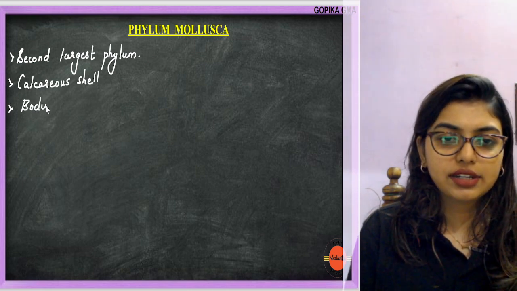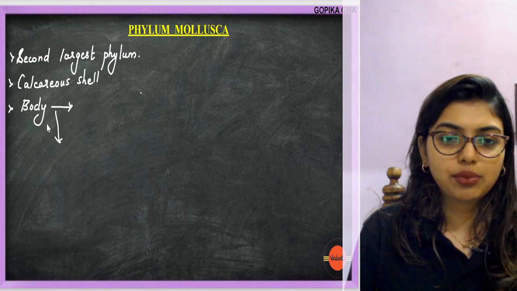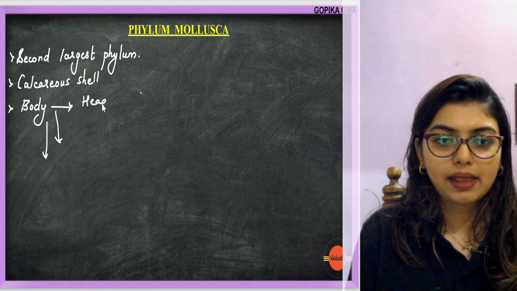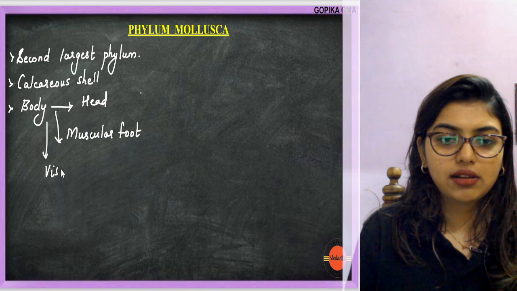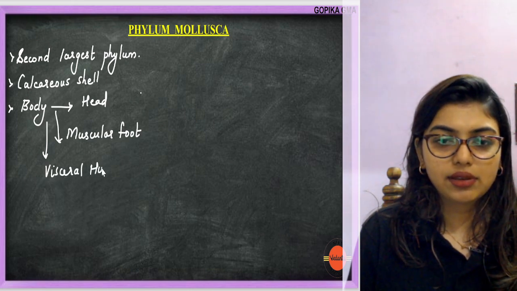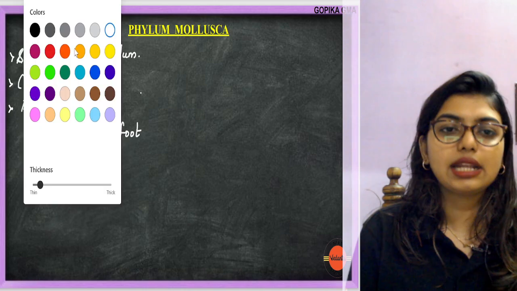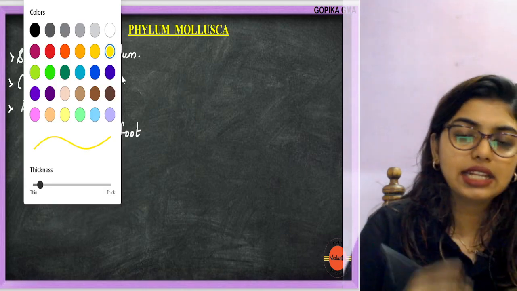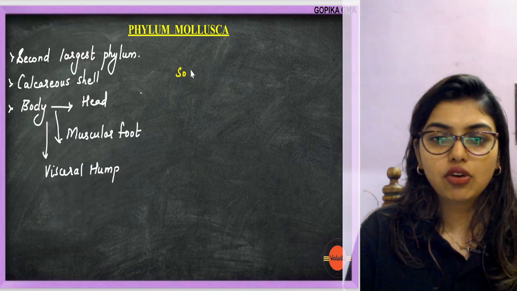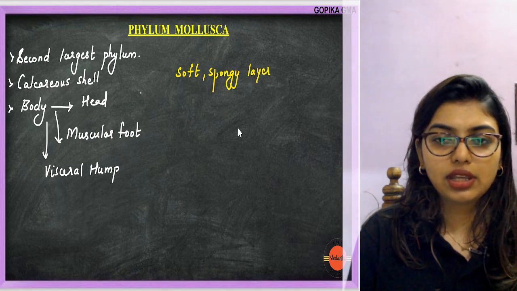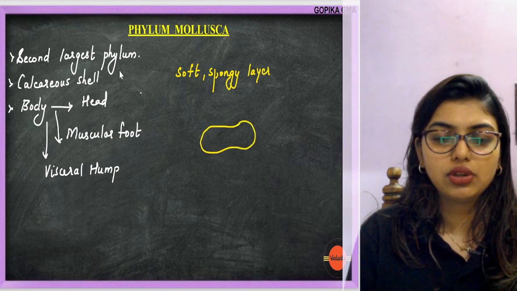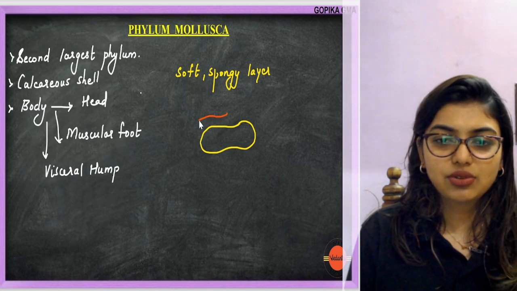Now the body is divided into three portions: the head, muscular foot, and visceral hump. On top of the visceral hump, there is a skin-like soft spongy layer. So this is the visceral hump. I just drew it as an example. This is not how it looks, please don't think that this is how it looks.